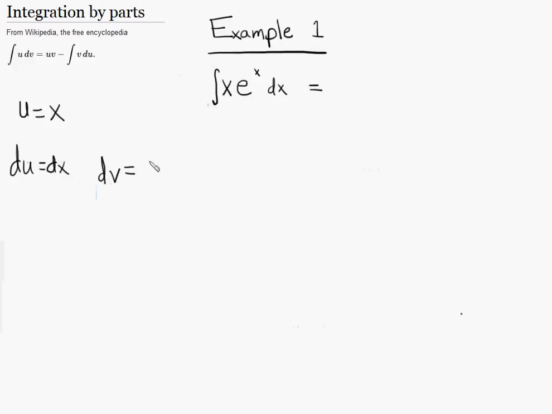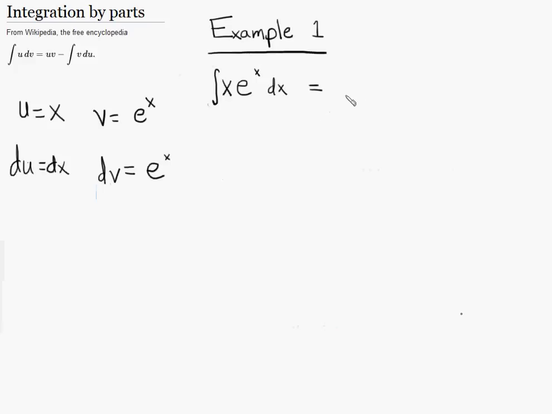And dv is something we're going to integrate, so we want it to not get more complicated when we integrate. And e to the x fits that bill perfectly, because when we integrate it, we're just going to get e to the x again. We have v is equal to e to the x again.